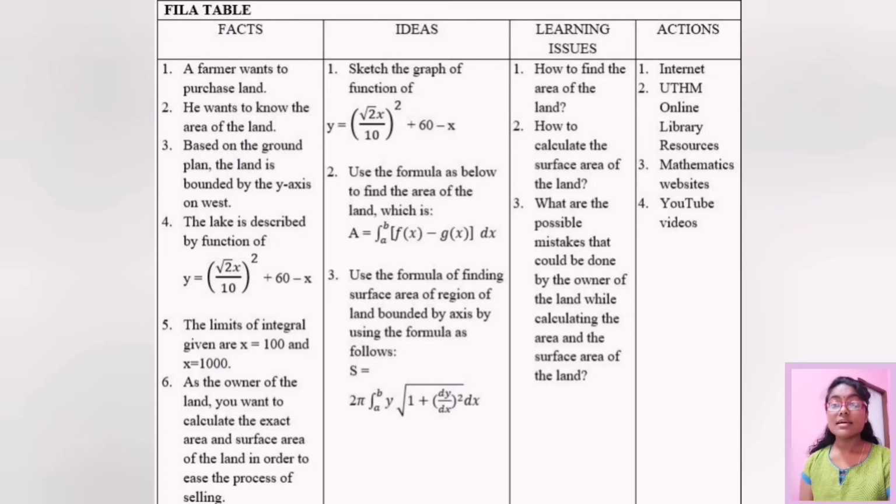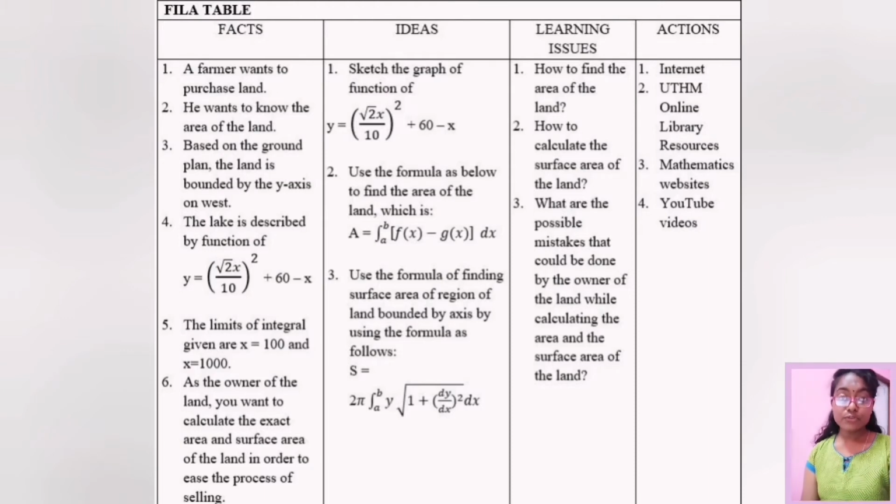For ideas, first, sketch the graph for the function y equals (square root of 2x divided by 10) squared plus 60 minus x. Second, use the formula as below to find the area of the land, which is A equals integral of limits a to b of f(x) minus g(x) dx. Third, we can also use the formula for finding the surface area of a region of land bounded by an axis, using the formula as follows: S equals 2 pi integral from a to b of y times the square root of 1 plus (dy/dx) to the power of 2 dx.